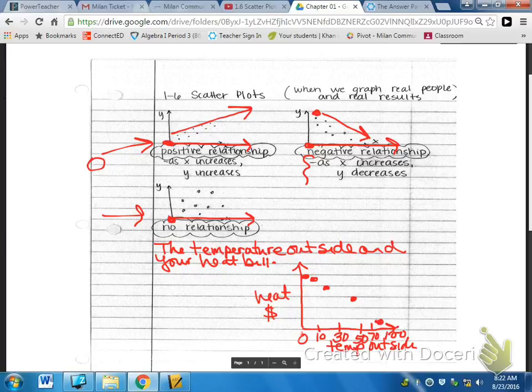So let's look at this. As temperature outside increases, what happens to the heat bill? Does it increase or decrease? Decreases. Okay, so what kind of relationship is that? Positive, negative, or none? Taylor? It's a negative relationship.